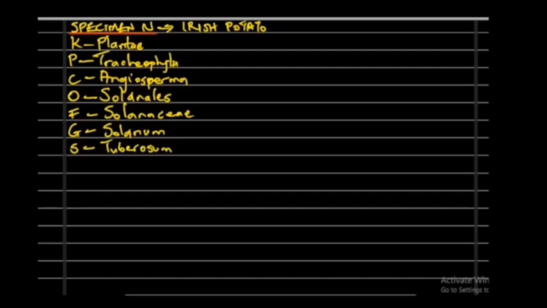Now, classifying this organism, it will be called Solanum tuberosum. So the Solanum tuberosum, that is what this particular species is known as. Moving further now, what do we have to say about this particular crop?